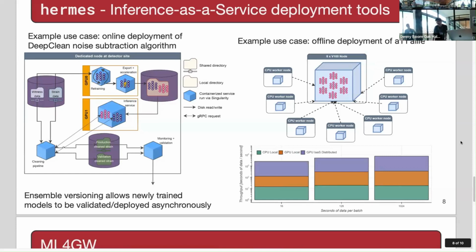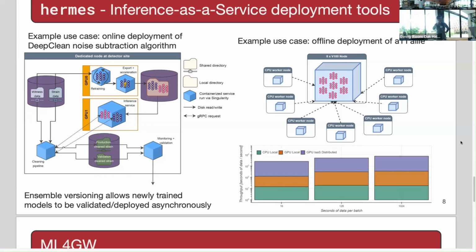There we go. And so there's a couple of use cases. On the left is an example of how we use it in the online setting for the deployment of a noise subtraction algorithm we call DeepClean, where again, we find it valuable. We retrain DeepClean, let's say every hour, and then we're able to push new versions into deployment, or into a canary version for validation, without interrupting the service, so the pipeline can run continuously.